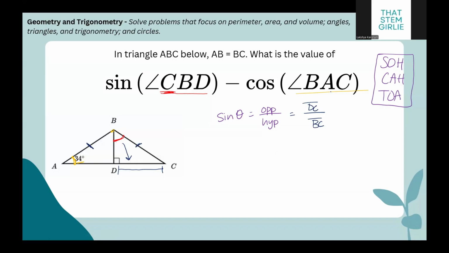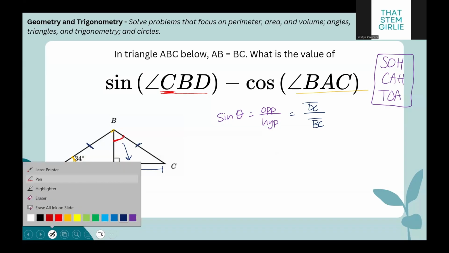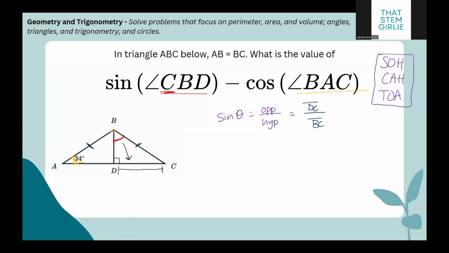Minus the cosine of BAC. The cosine of BAC, while we don't have numbers quite yet, right? The cosine of BAC is nothing but the adjacent, so AD, divided by the hypotenuse, which is AB. We don't know either of those, but we do know we can find the value of cosine of 34 degrees by plugging this into our calculator, right?